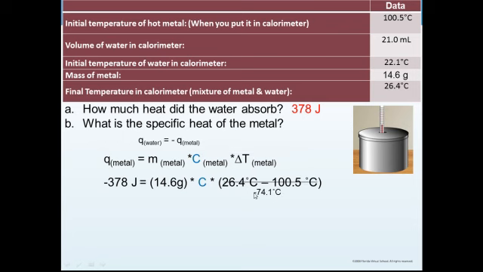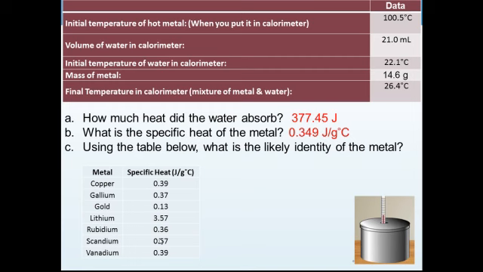And now I'm going to take that number and multiply it by 14.6. Just kind of clean up this algebra problem a little bit. Negative 1081.86. Just using algebra. All we're doing is algebra here. To get C by itself, we have to take negative 378, divide by negative 1081, and we get 0.349 joules per gram degree Celsius, which is the specific heat of our metal.